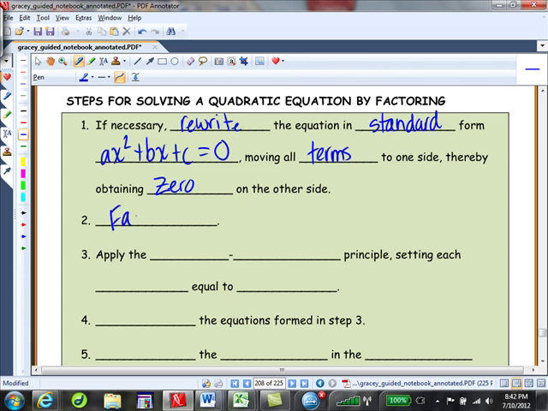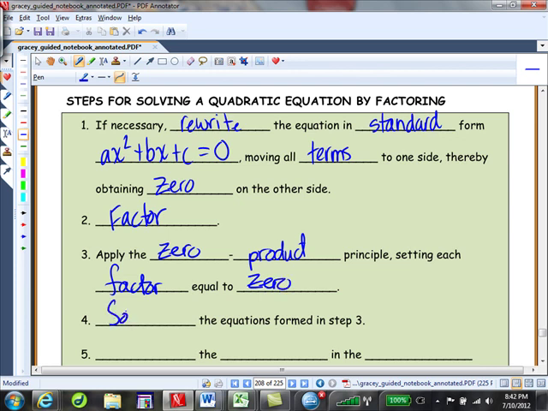Factor. It starts with an F. It's not a bad word, I promise. Apply the zero product principle, setting each factor equal to 0.